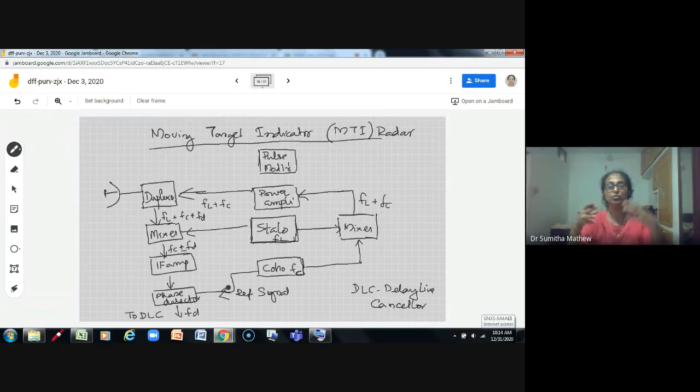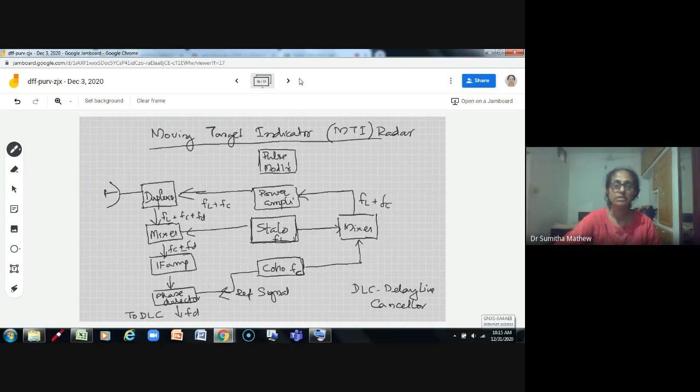Certain targets which are moving at blind speed, that is certain multiples of the frequency that is used, can be missed. You will miss detecting them. So such blind speeds are a problem in the case of MTI radar. If such blind speed problems can be avoided, then the MTI radar is always an excellent choice for detection of moving targets in the presence of clutter. Okay, that is it. Now, what is blind speed and what is a delay line canceller? We will see.